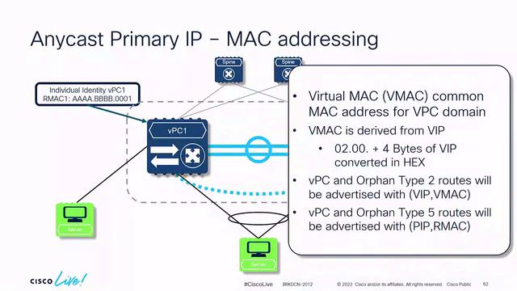Our VMAC is basically derived from the VIP address of the VPC domain. The first 2 bytes are 0200, and then the last 4 bytes are derived from the VIP address in hexadecimal format. I'll show you an example where we translate this VIP address, which is 10.200.200.123, into a MAC address of this format. So bear with me.